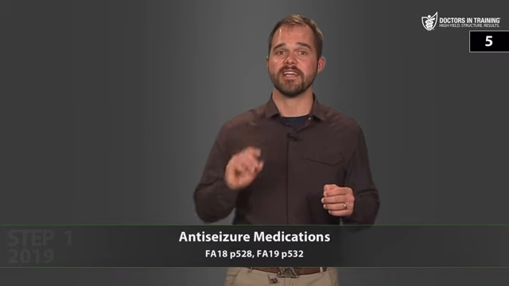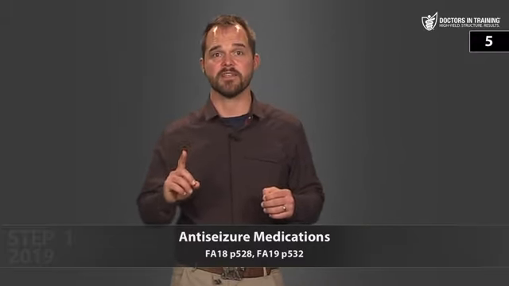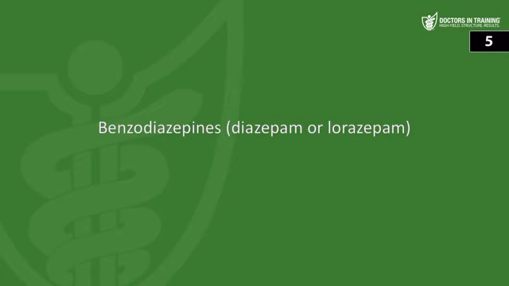Next, what is the treatment of status epilepticus? If you have a patient that comes to the ER with a seizure, status epilepticus, the drug of choice is going to be a benzodiazepine, like diazepam or lorazepam, and then you will load phenytoin.